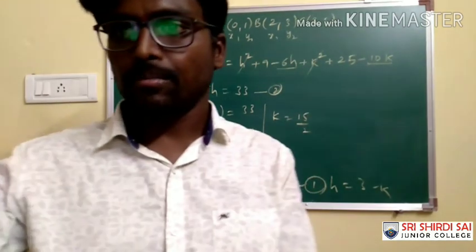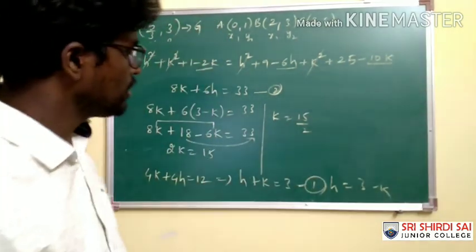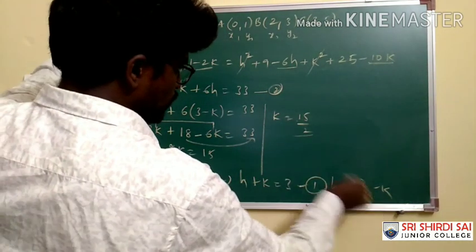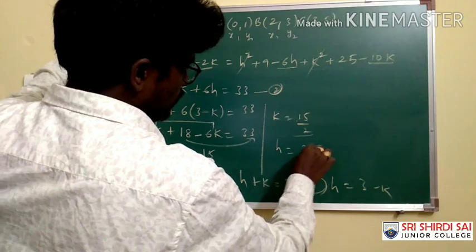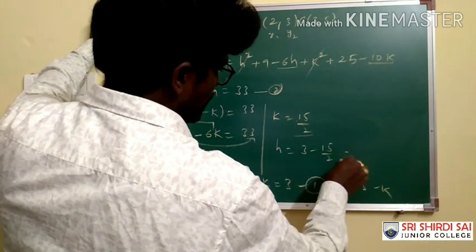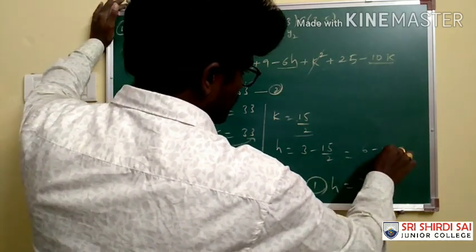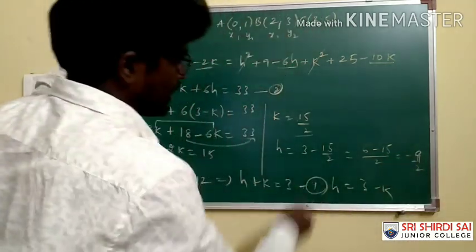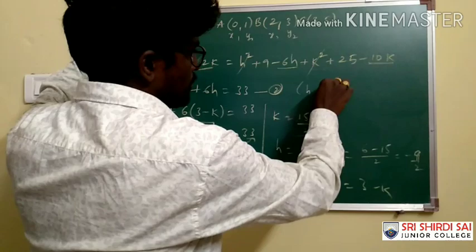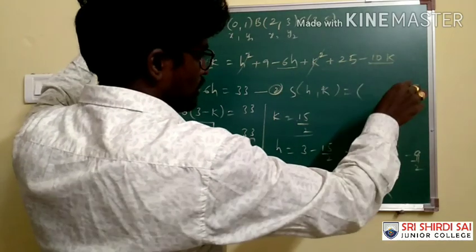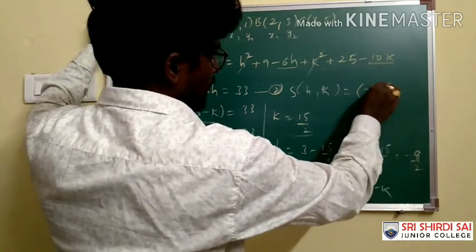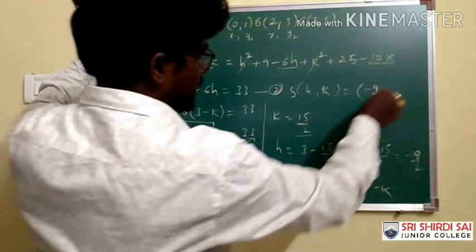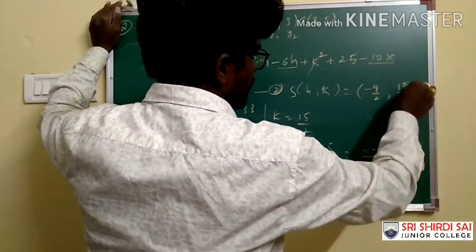What is the value of k? 15 by 2. Now substituting k in any of the equations, we will substitute here. h is equal to 3 minus 15 by 2, so that 6 minus 15 by 2, so that we will be getting minus 9 by 2. And hence, the circumcenter (h, k) is equal to (minus 9 by 2, 15 by 2), and what is k? 15 by 2.